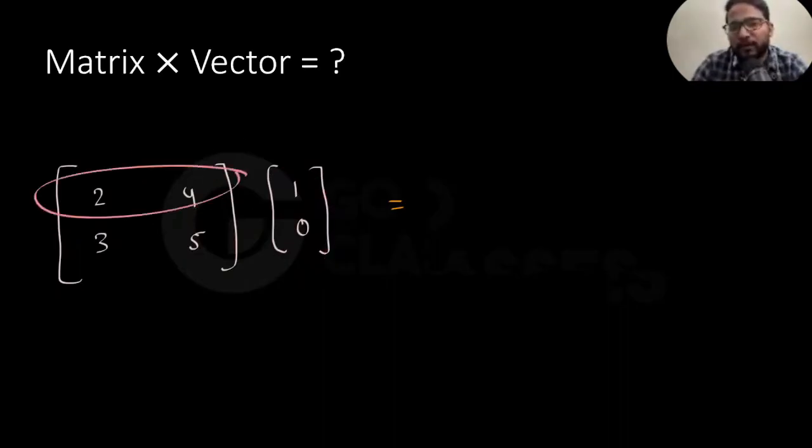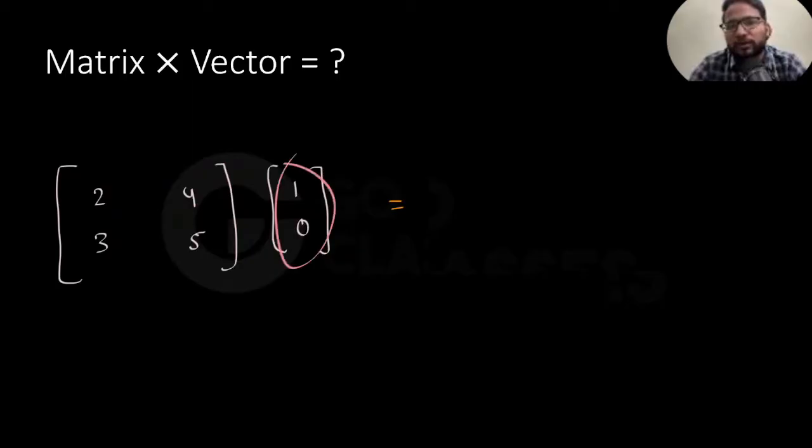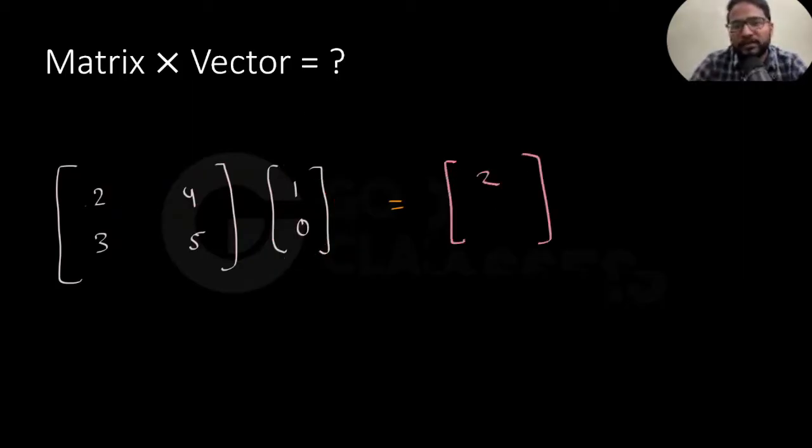If you multiply this particular row with this particular column, what number will you be getting here? I think you will be getting 2, right? This is 2 into 1 plus 4 into 0, which is 2. And then you will be getting 3 into 1 plus 5 into 0. You will be multiplying this and this, and then you will be getting 3. So isn't it? You will be getting 2, 3. That's how you multiply a matrix and a vector. So I hope that is clear to everyone.